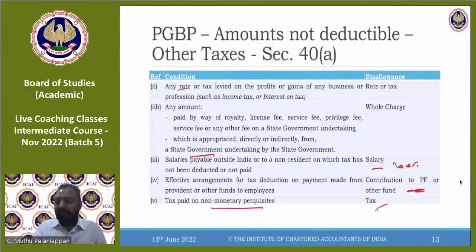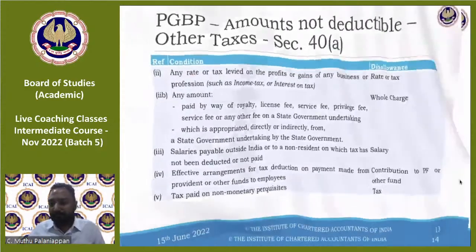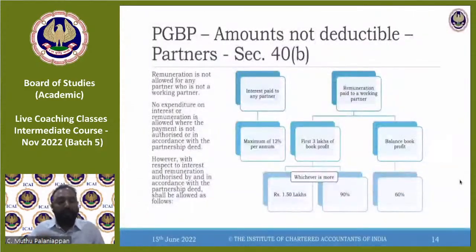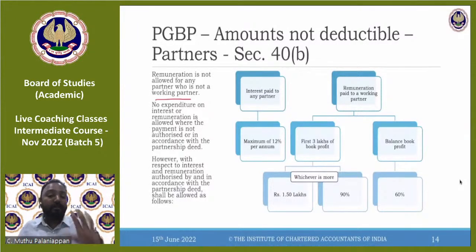So we'll move on to the next section, that is relating to 40B. 40B is relating to provisions where remuneration is not deductible in the hands of partners. So what is not deductible? First of all, what is allowed? To claim remuneration or interest, the partner must be a working partner. A working partner is a partner who is actively involved in the business.